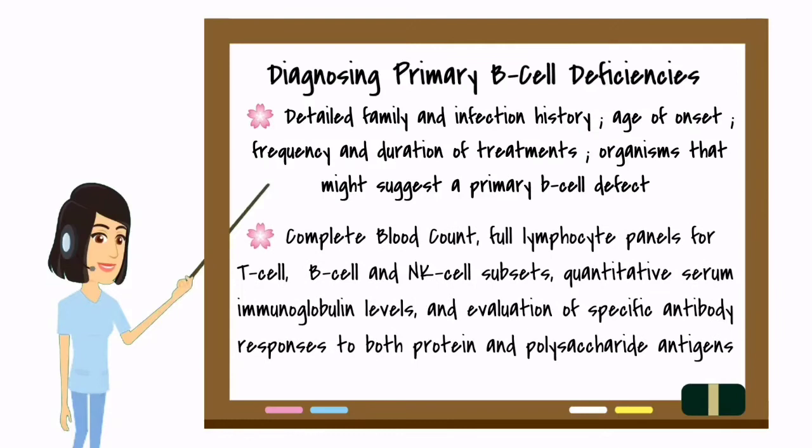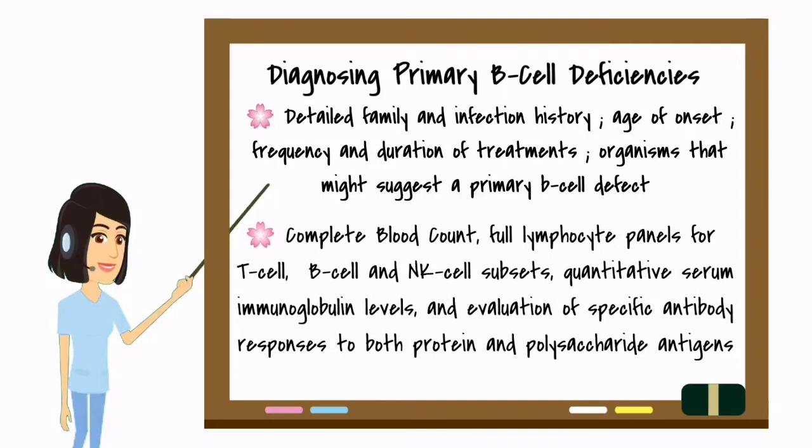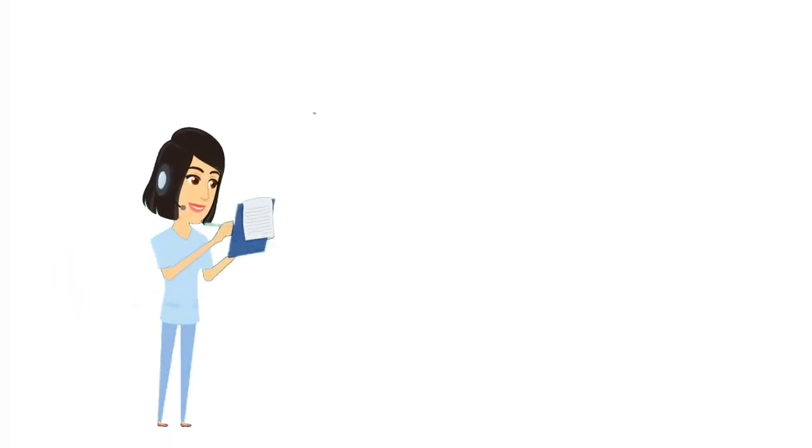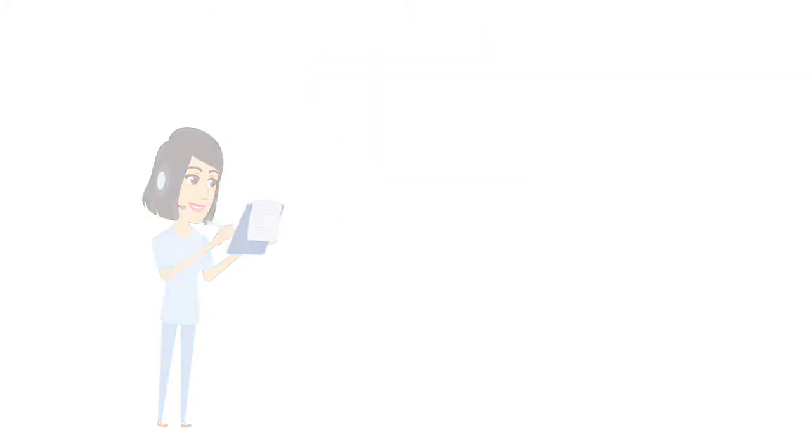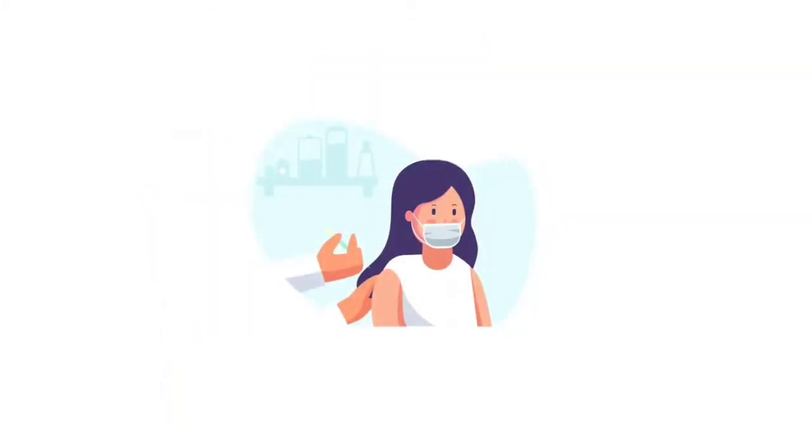Laboratory evaluations include complete blood counts, full lymphocyte panels for T-cell, B-cell, and NK cell subsets, quantitative serum immunoglobulin levels, and evaluation of specific antibody responses to both protein and polysaccharide antigens. Interpretation of immunoglobulin levels should factor in the age of the patient. IgG subclasses can be useful but in general are interpreted only with regard to results of vaccine responses.